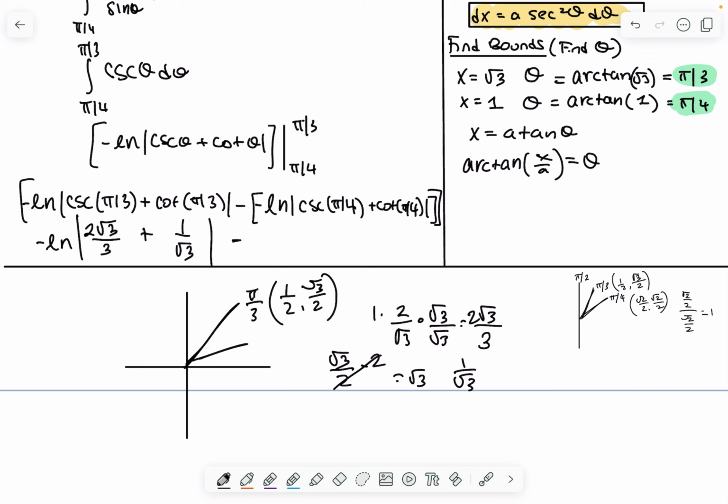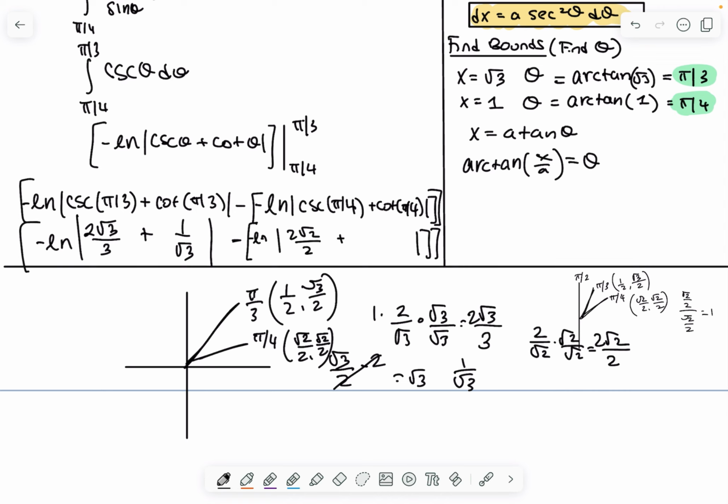So remember, pi over 4 is square root of 2 over 2, square root of 2 over 2. Remember that cosecant, same thing, it's 1 over sine. Sine is square root 2 over 2, so 1 over square root 2 over 2 is really the same thing as 2 over the square root of 2. We can rationalize the denominator, and that becomes 2 square root of 2. So that's going to be 2 square root of 2 over 2.